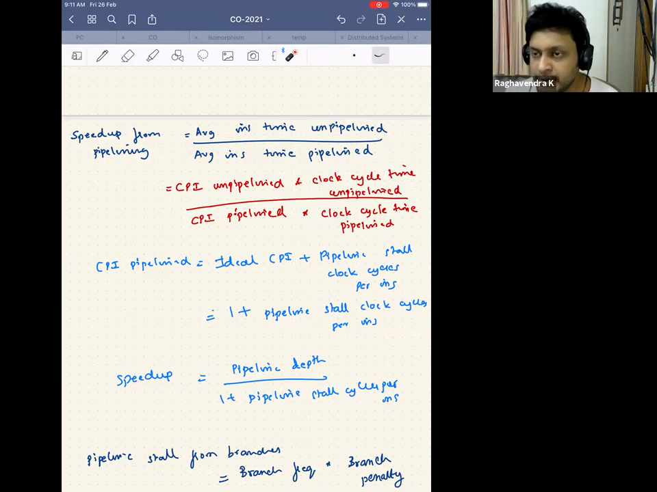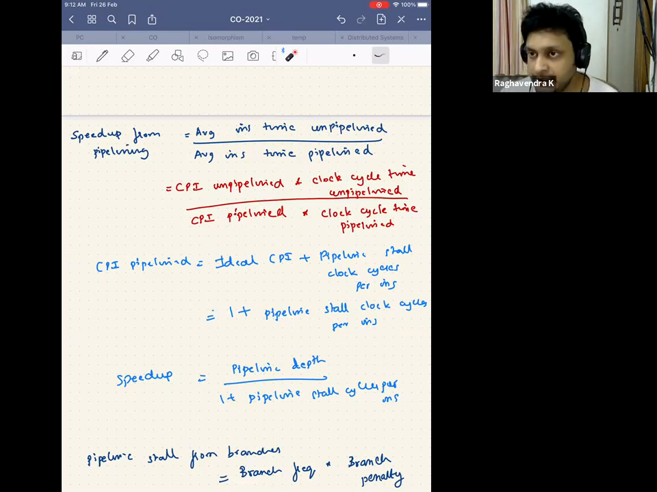So why should it be balanced? Because if it is not balanced, then the stage that takes the highest amount of time dictates the speed up. Let's say there are six stages in the pipeline. Five stages are taking 1 day and the other stage is taking 2 days. Then there is no way that you will get the speed up as six. So if there is a balanced pipeline, which means each stage is taking exactly the same amount of time, the speed up is equal to the pipeline depth.